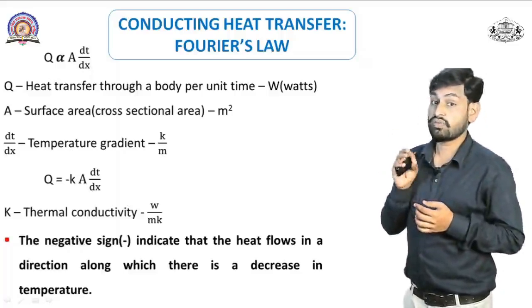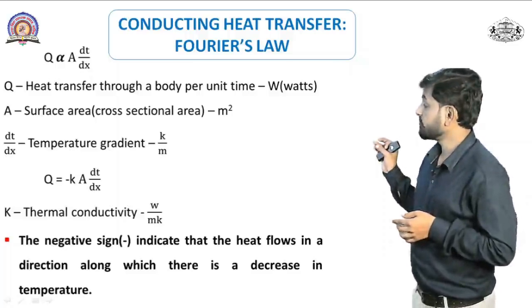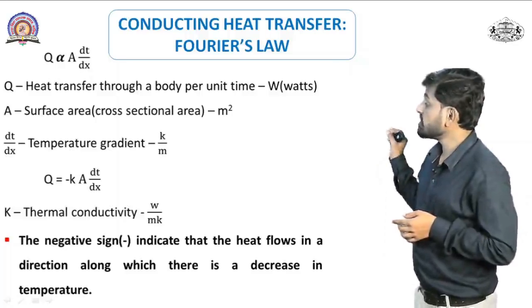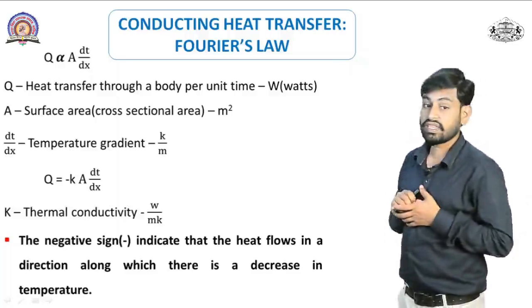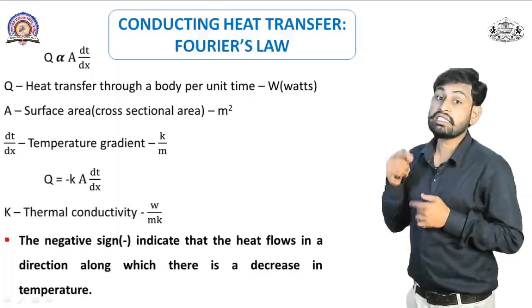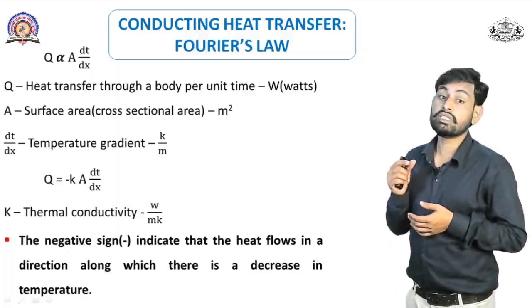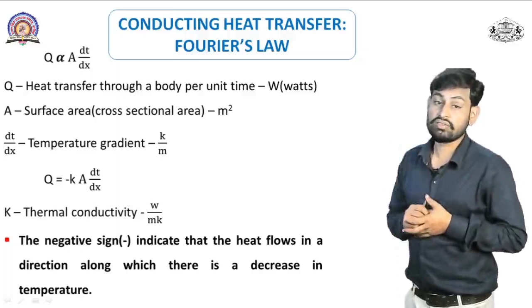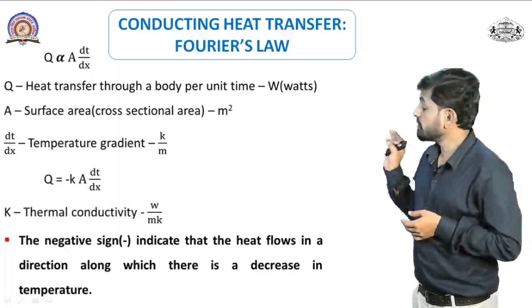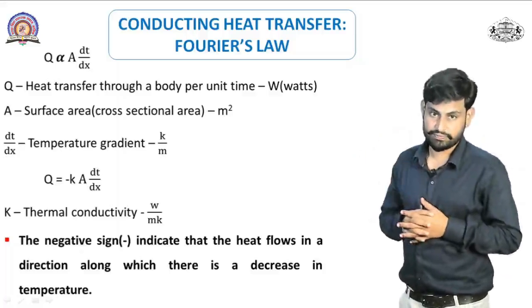In this equation of Fourier's law, the negative sign is mentioned. This negative sign indicates that the heat flows in the direction of decrease in temperature.